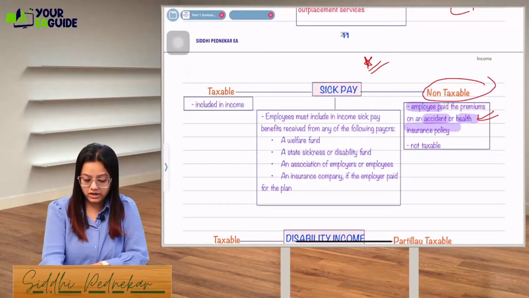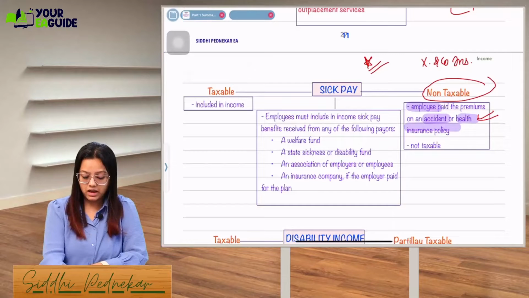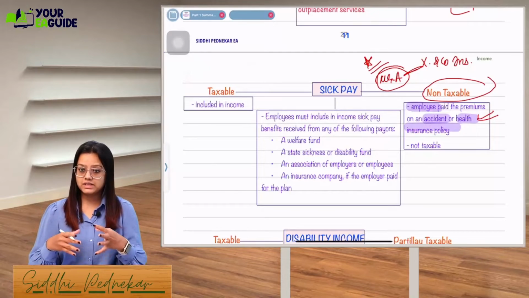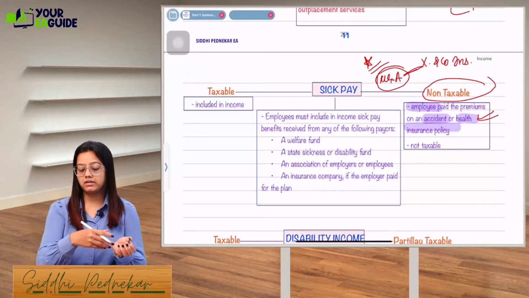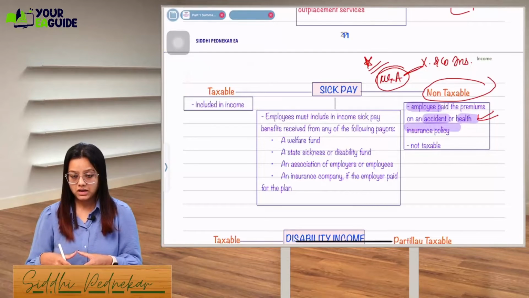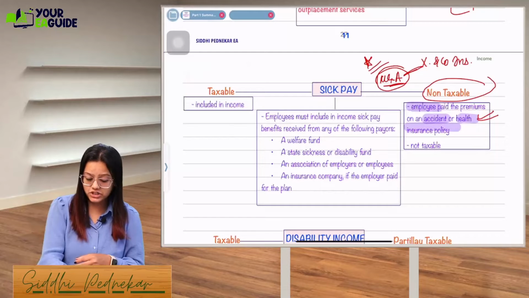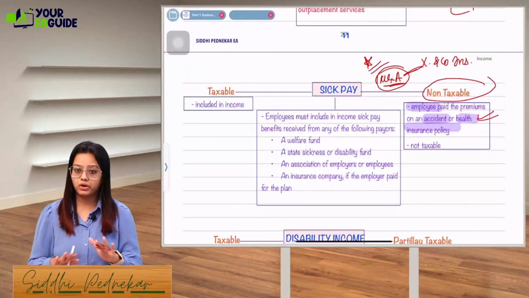Let's say company X is an insurance company, and Mr. A is the employee. This person has taken his own insurance, and now he is sick and taking the medical reimbursement from the company. In that case, whatever premium he has paid, up to that amount it won't be taxable.